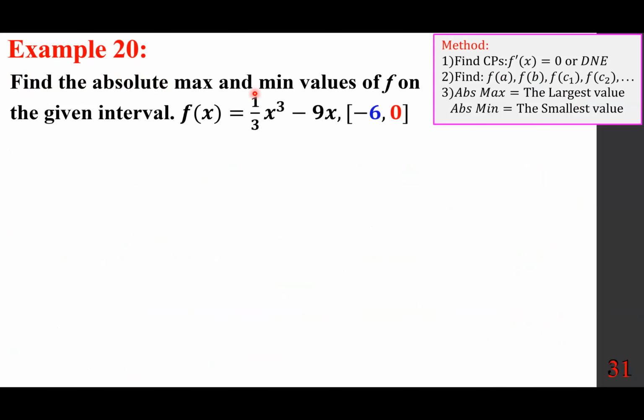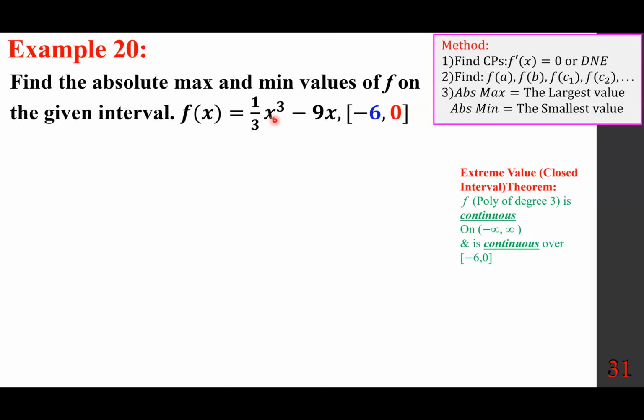We want to find the absolute max and minimum value of the function on the given interval, where f of x is equal to 1/3 x cubed minus 9x and the given interval is minus 6 to 0. This is called the extreme value or closed interval theorem. This is a polynomial of degree 3. So again, the terminology is extreme value or closed interval theorem.